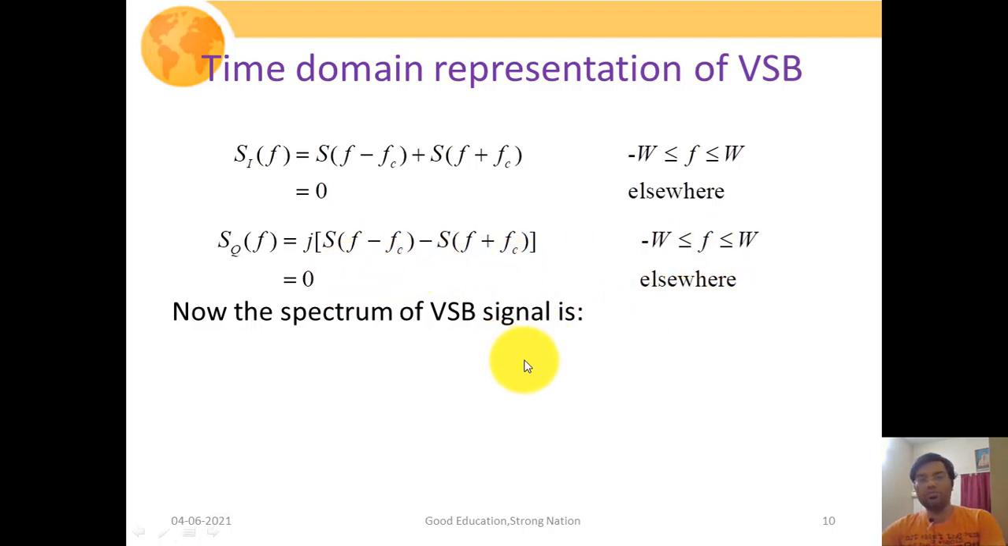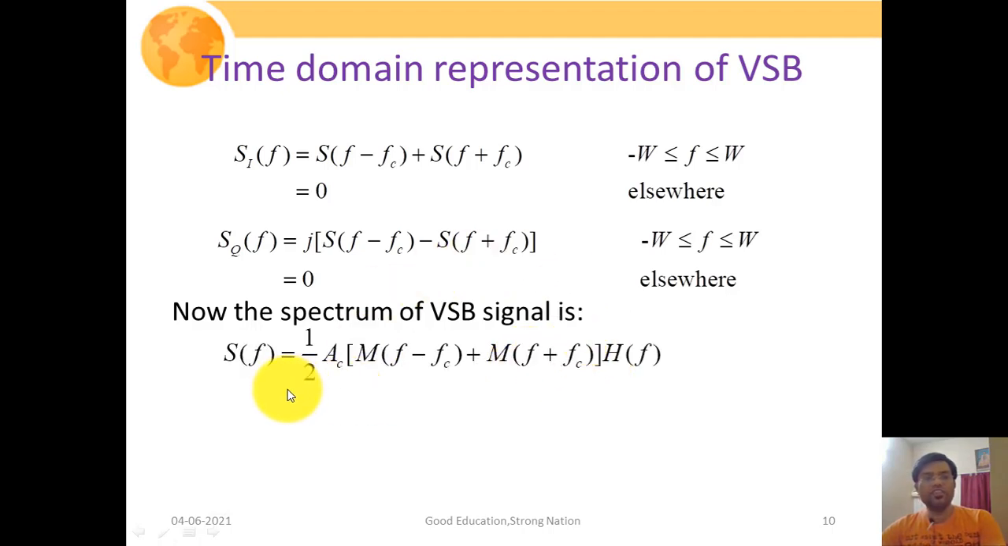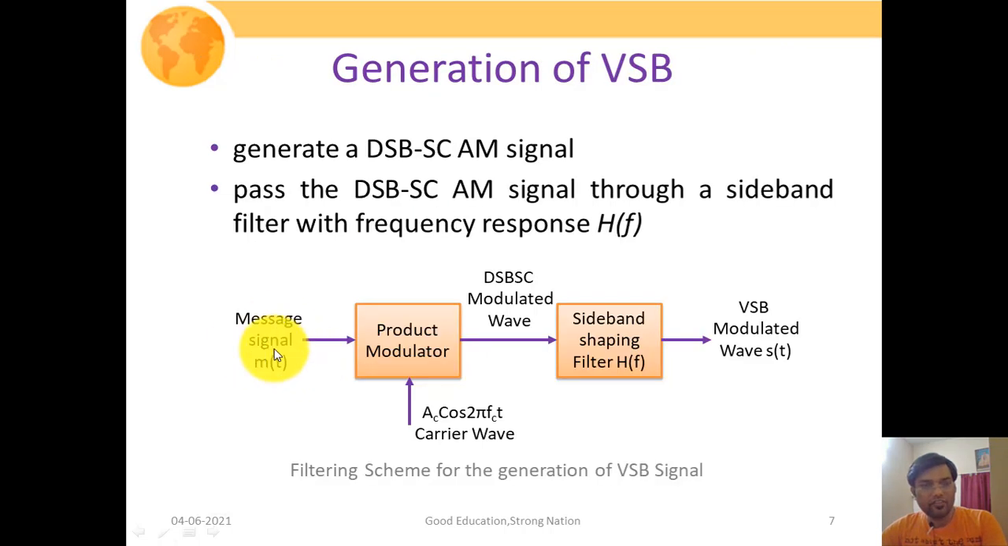Now the spectrum of the vestigial sideband signal is S of f equal to half of Ac times M of f minus fc plus M of f plus fc, times H of f. If you closely observe this figure, we have our message signal m(t) and Ac cos of 2 pi fc t, which is our carrier signal. Both these signals get multiplied and we get the DSB-SC waveform, and that signal gets passed through the sideband shaping filter.